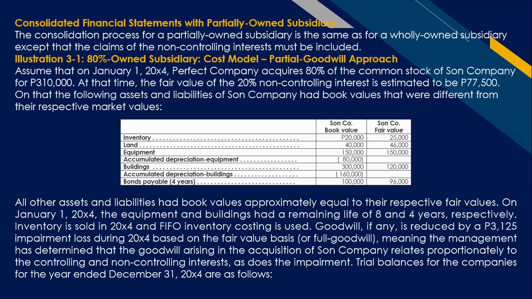Goodwill, if any, is reduced by a 3,125 impairment loss during 20x4 based on the fair values basis or full goodwill, meaning the management has determined that the goodwill arising in the acquisition of Sun Company relates proportionately to the controlling and non-controlling interest, as does the impairment. Trial balances for the companies for the year ended December 31, 20x4 are as follows.